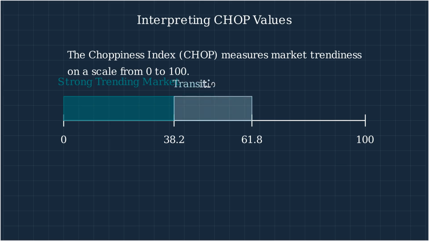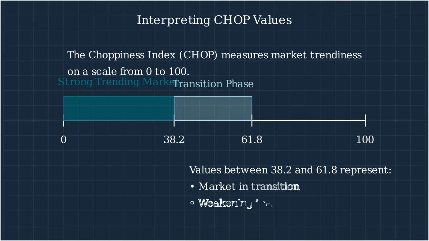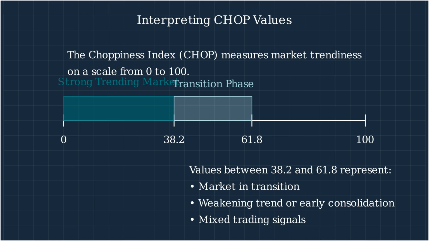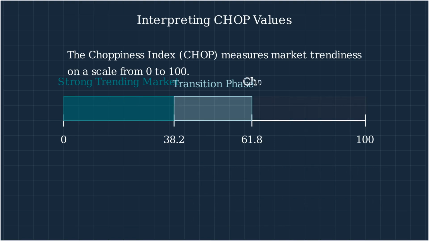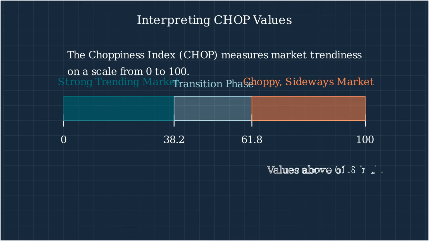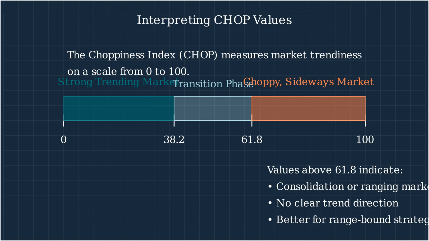The middle zone between 38.2 and 61.8 represents a transition phase where the market is neither strongly trending nor clearly consolidating. Trading strategies may need to be adjusted in this zone. Values above 61.8 typically indicate a choppy, sideways market with no clear trend. This is when the market is consolidating, and range-bound trading strategies tend to perform better.